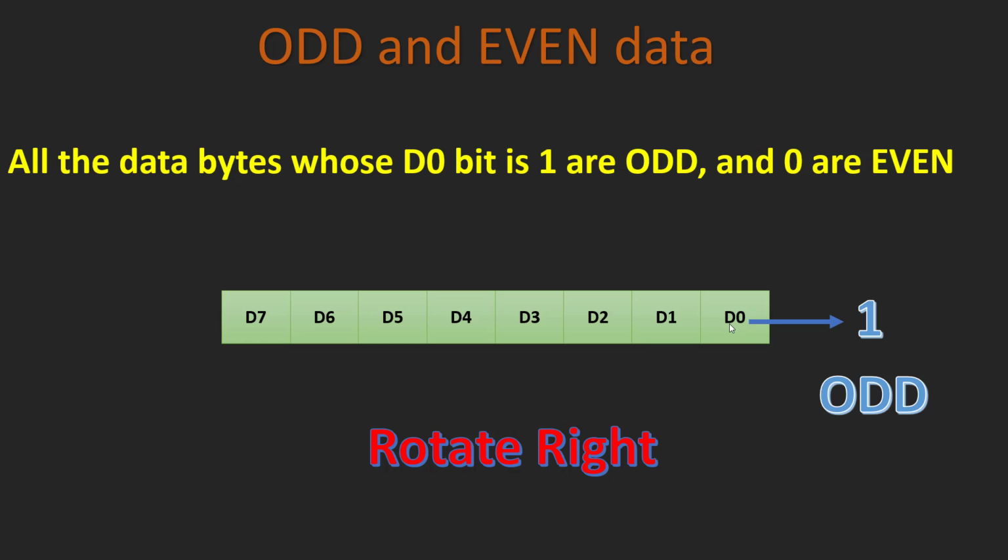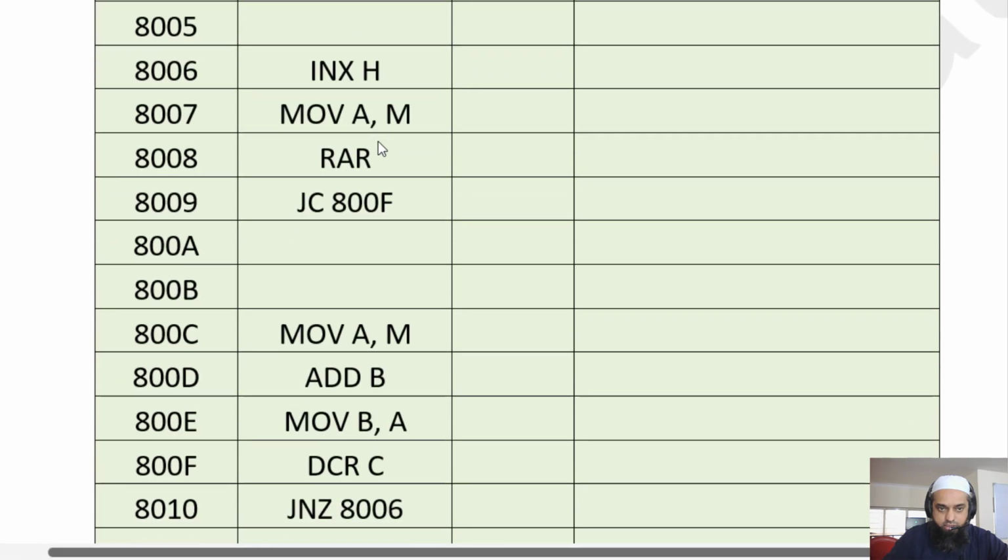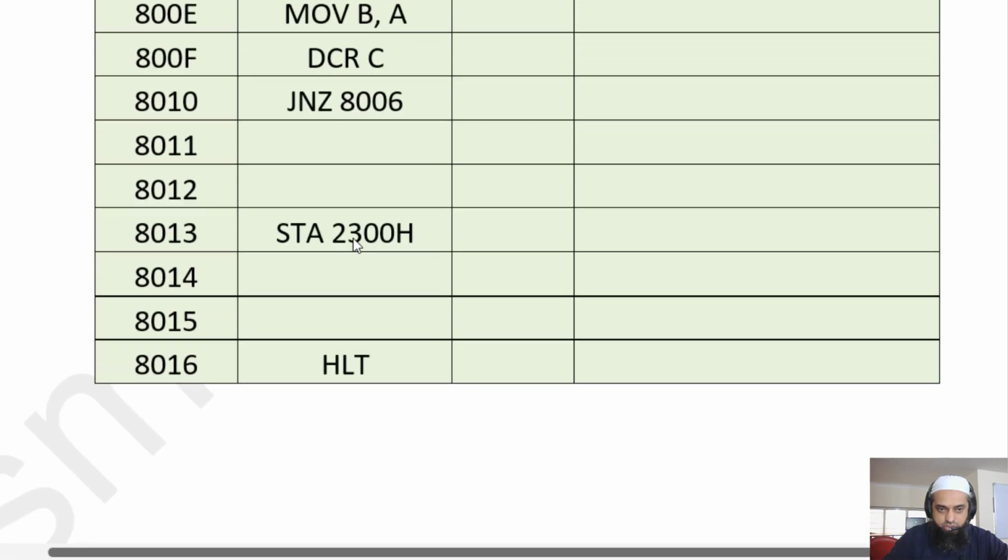First I will show the program and then we'll start on the simulator. This is the required code. We start at 8000. The first instruction is LXI H, 2200H, where we initialize the memory pointer, and these are the various other instructions, and finally we store this data. Now let us run this program on the simulator, so that we know what happens at each instruction. We will also store some data and see how this particular program works.